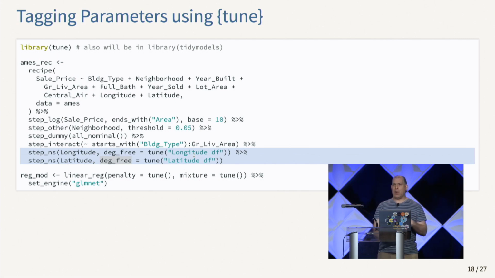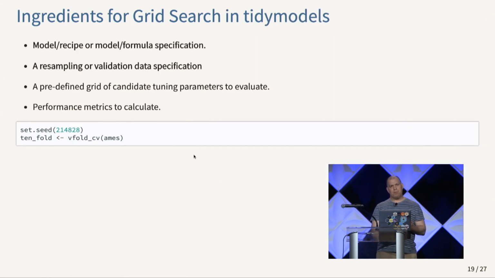So now we defined what we want to do. There's a couple different ways we could optimize these parameters. The most standard, old school way of doing it, which I think works really well, is to use grid search. In grid search, the ingredients are some specification of what you want to do, so your model and your recipe. And then you also need to have, or at least we prescribe you to have, some object that dictates how you want to resample the data.